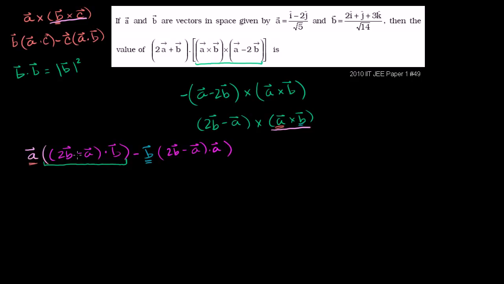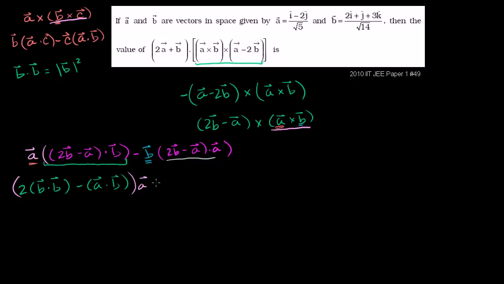So 2b dot b is going to be, actually let me just write it as 2b dot b, and then we have minus a dot b. So I just distributed. I didn't actually use that notation. And all of that is going to be times the vector a. And then we have minus, let me pick another color, minus all of this stuff. So we have 2b dot a.